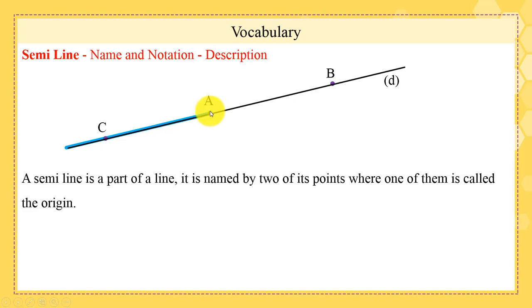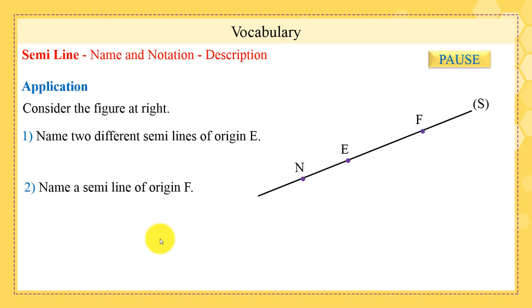So a semiline is a part of a line. It is named by 2 of its points, where one of them is called the origin. This is the origin A. Its notation is semiline AC. To write the notation of a semiline, we start naming it from the origin. Here the origin is A. From the origin, we put a bracket, and from the other side, we put a parenthesis.